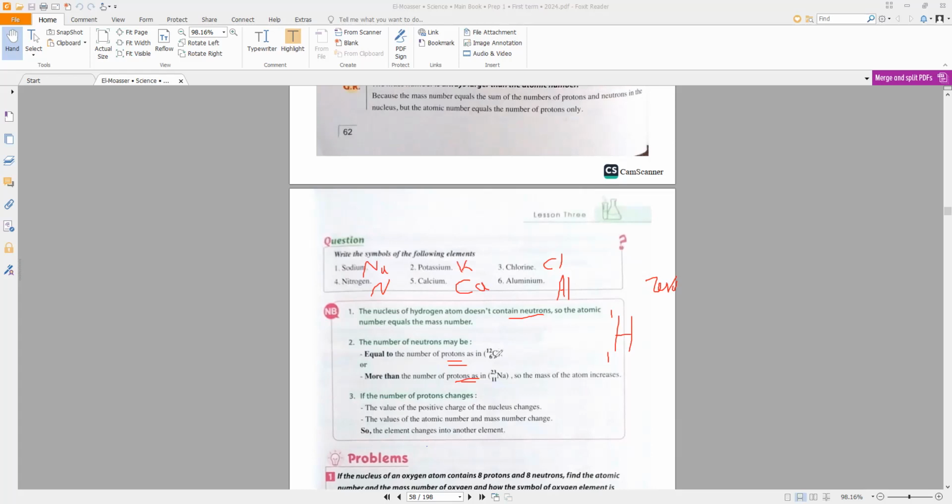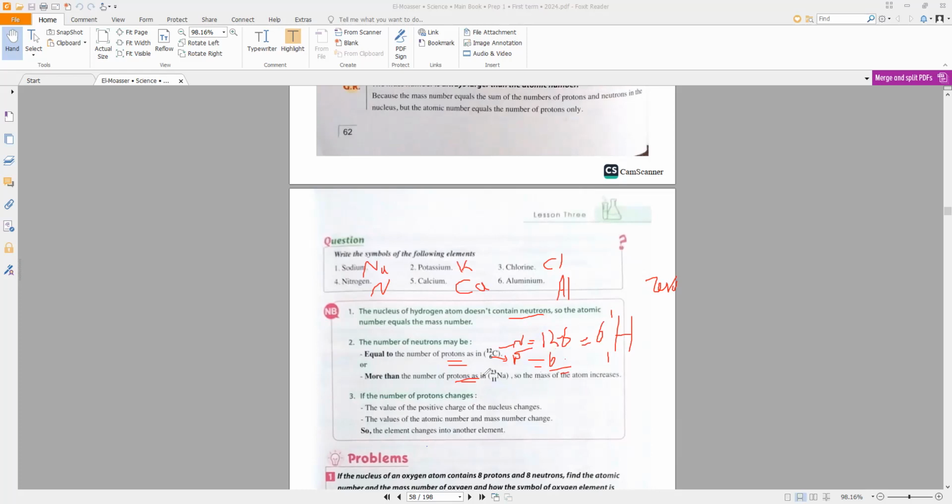Carbon C, the atomic number is 6. The number of protons is 6. And its mass number is 12. So the number of neutrons equals 12 minus 6 equals 6. The atomic number is 6, so the number of protons equals 6, and the number of neutrons equals 6. So the neutrons may be equal to the number of protons.